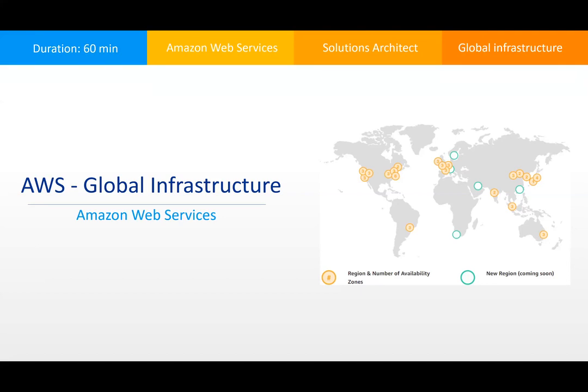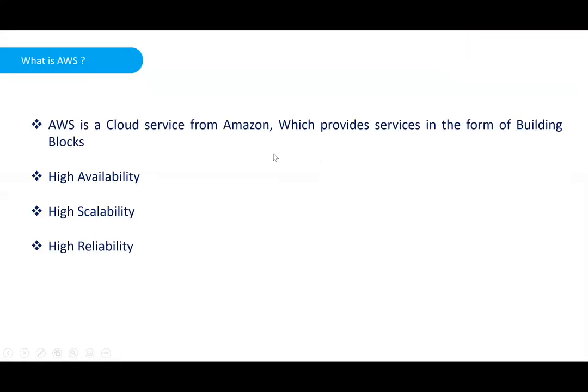Now, I mentioned that Amazon is going to provide you 99.99% availability, right? I mentioned that Amazon is going to provide you high availability, and we already discussed the meaning of availability. Then what is the meaning of scalability and reliability?